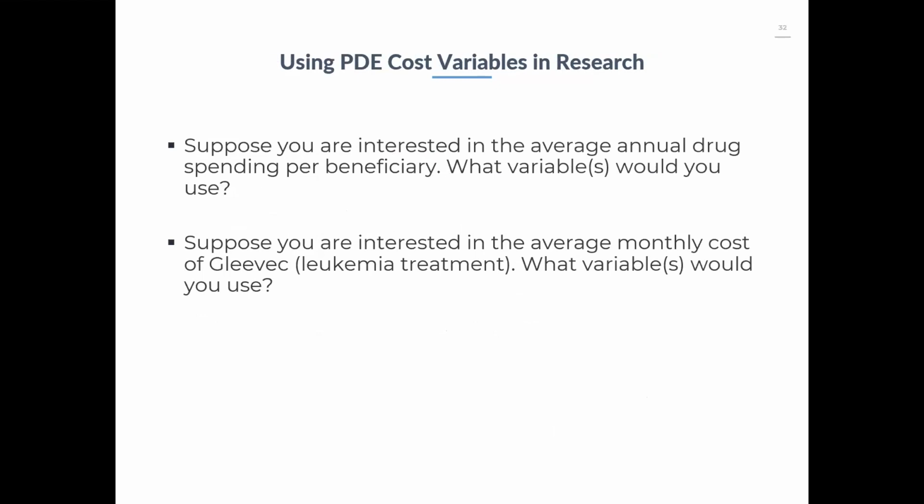So let's talk about some hypothetical research questions, so you can try to imagine applying what we just talked about to a research question, and think about how you would use the data to answer these questions. So suppose you are interested in the average annual drug spending per beneficiary. What variables would you use to get at that? The second question might be, suppose you're interested in the average monthly cost of a particular drug like Gleevec. What variables would you use in that case?